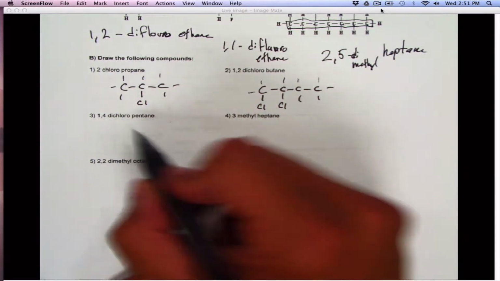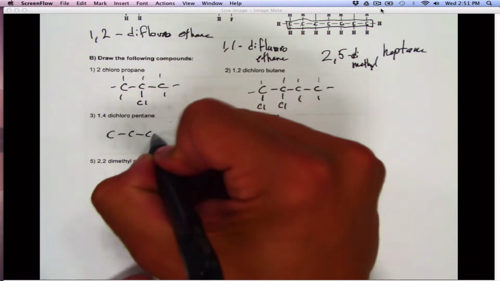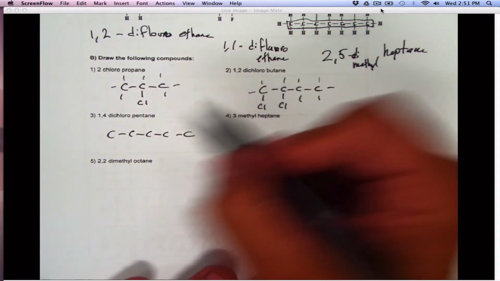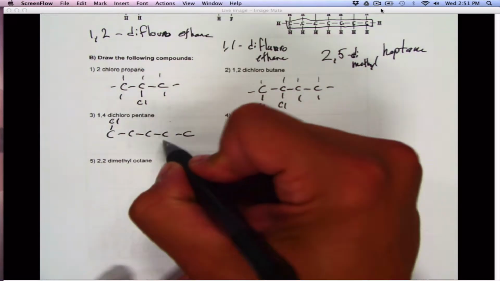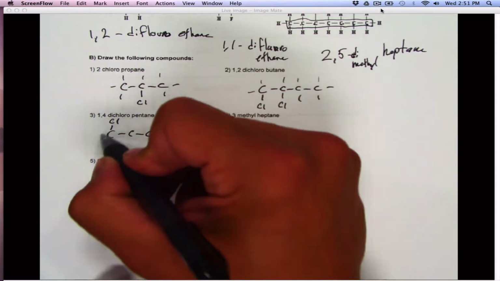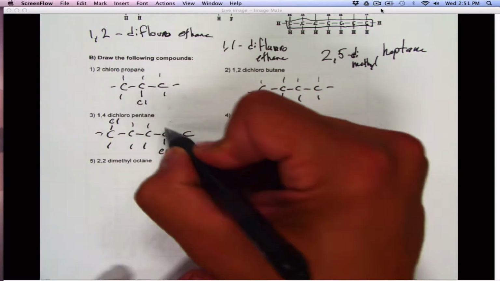A 1,4-dichloropentane. That means I have 5 carbons: 1, 2, 3, 4, 5. All single bonds because they're anes. And off the first one I have a chlorine, and off the fourth one I have a chlorine. Could be tops or bottoms or sides. It doesn't matter where they are.